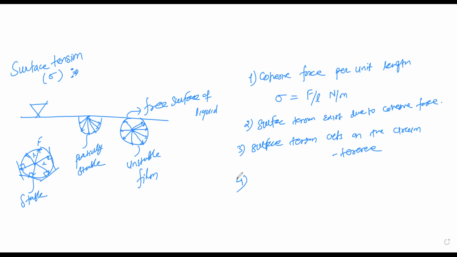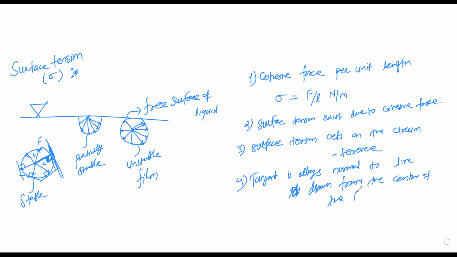And the fourth point is, a tangent drawn at any point in the film, that tangent will be always normal to the line drawn from the center of the film.